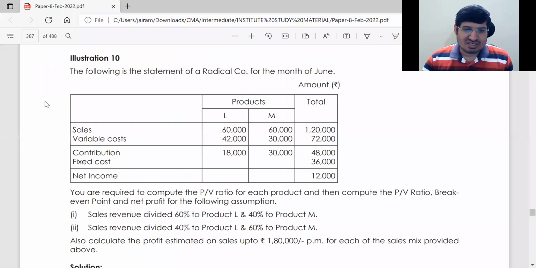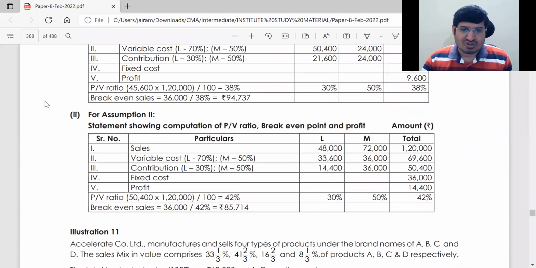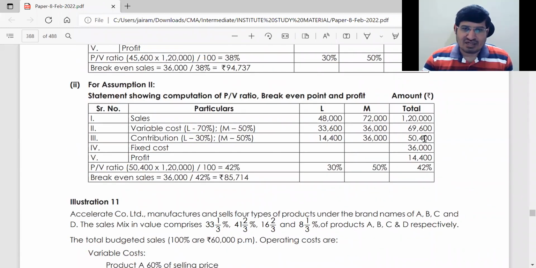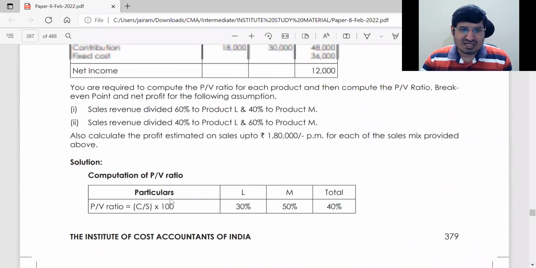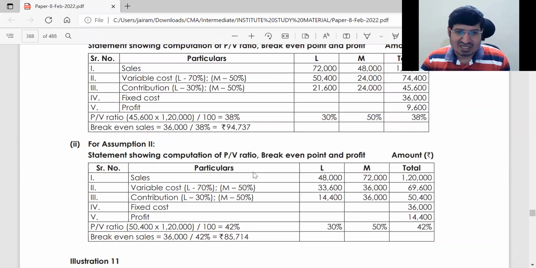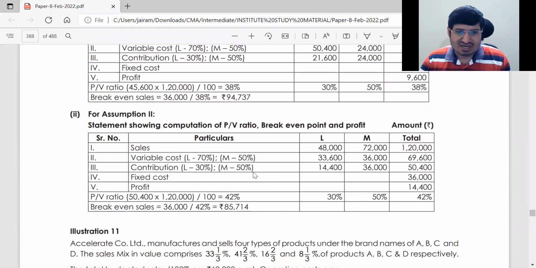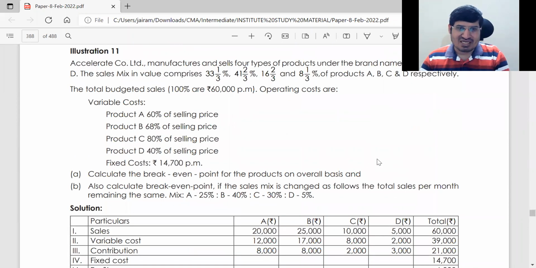This was your illustration 10. This is assumption 1, assumption 2, 38, 42, correct? This is what we got. And actually, this 1,80,000 point, he himself has not calculated in the study material. They haven't calculated it, but you can calculate it that way. Just replace this by 1,80,000 and you will get it.